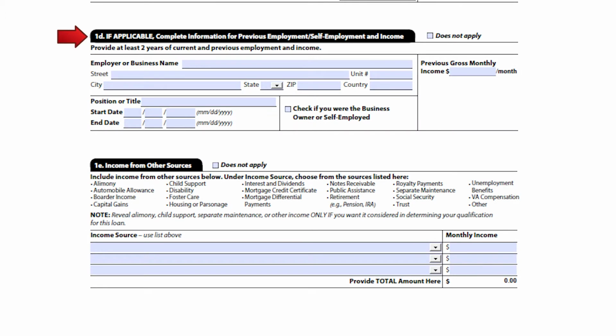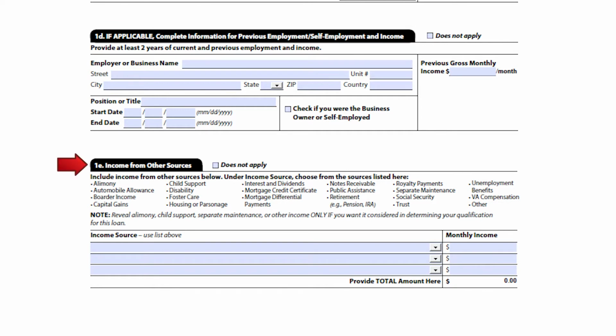Subsection 1D, Complete Information for Previous Employment, Self-Employment, and Income. This section asks borrowers for their past 2 years of employment and income if applicable. If the borrower has worked at their current employer for longer than 2 years, you can check the Does Not Apply box on this section.